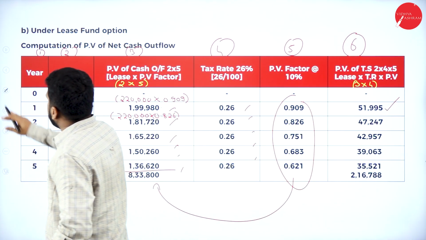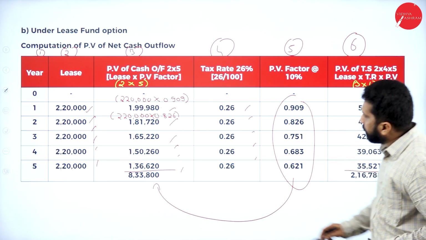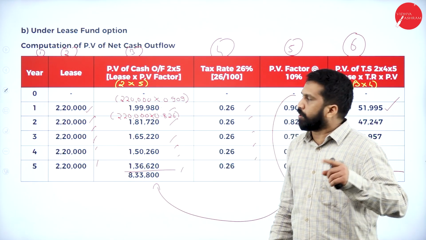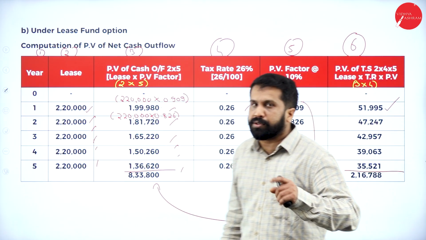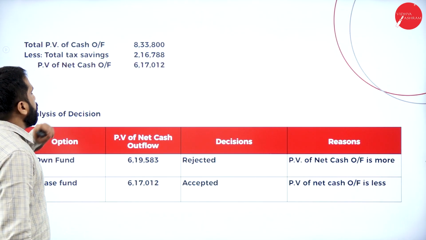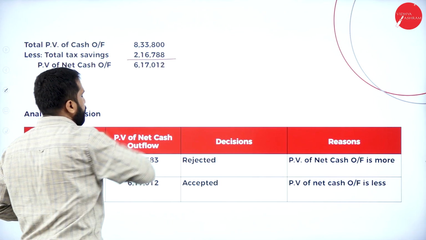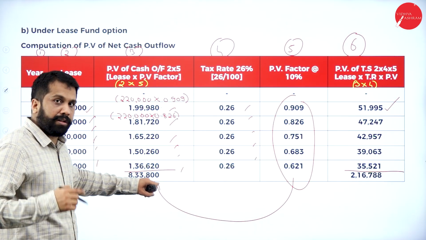Clear? Yes. Now, we're done with this one. Just add this column. Column number 3 and column number 6 you're supposed to add. Now, once you're done with this, see your column number 6 and column number 3. Column number 3 is how much? 8,33,000. Column number 6 is how much?